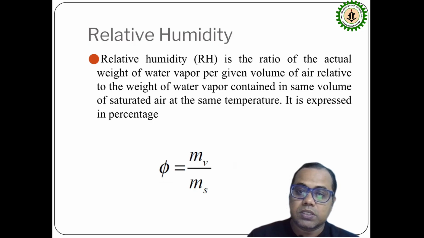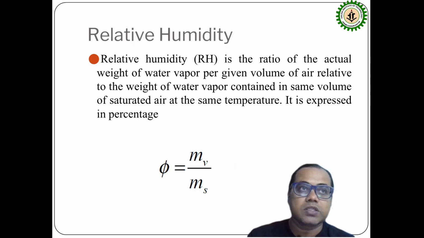But what is relative humidity? Relative humidity is the ratio of the actual weight of water vapor per given volume of air relative to the weight of water vapor it contains in the same volume of saturated air. That means how much water vapor is present in the air at that condition, and how much water vapor is present in the saturated air at the same temperature. It can be written as Pw by Ps, that is the partial pressure of water vapor in a given volume of air at this temperature divided by the partial pressure in saturated air, or Ms or Vs. In this way, relative humidity is expressed.